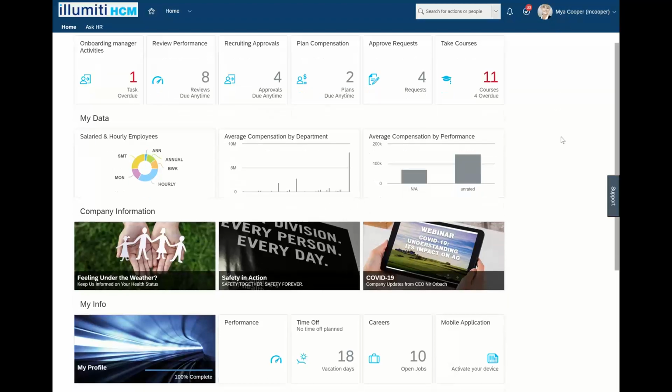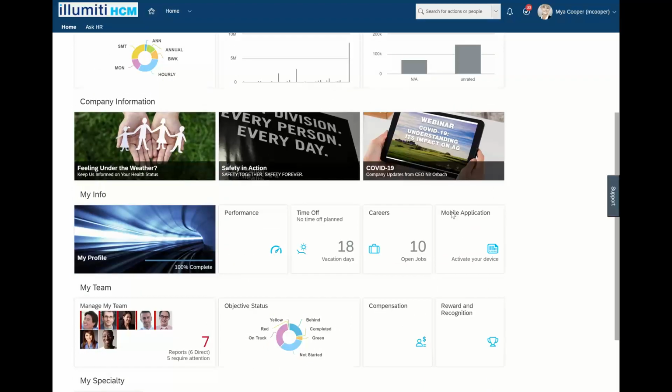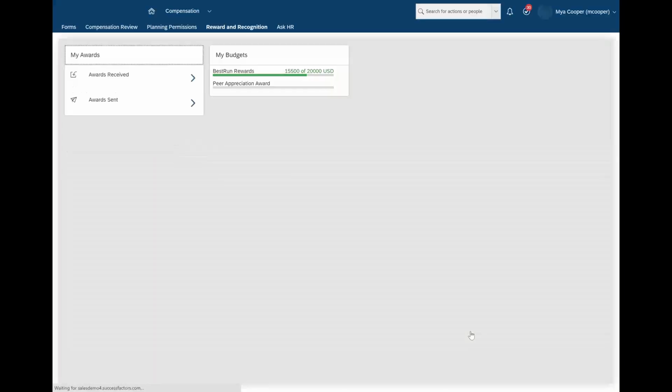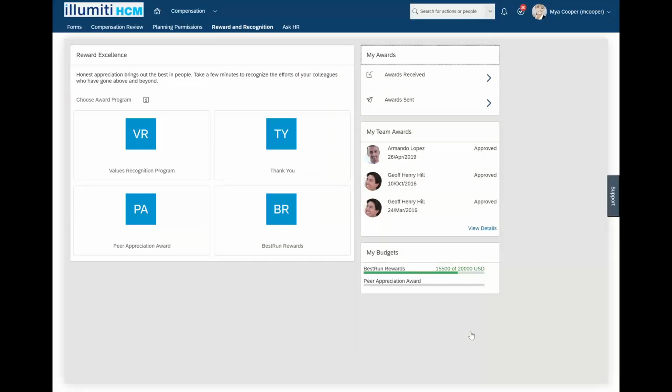When we scroll down just a little bit, we can see that we have this section called My Team. This is where she's able to come in and manage her team members. So she's able to perform her manager self-service tasks, and she has this reward and recognition tile right here. As she clicks on that particular tile, it will initiate the reward and recognition process. And you can see it's a pretty neat tool.